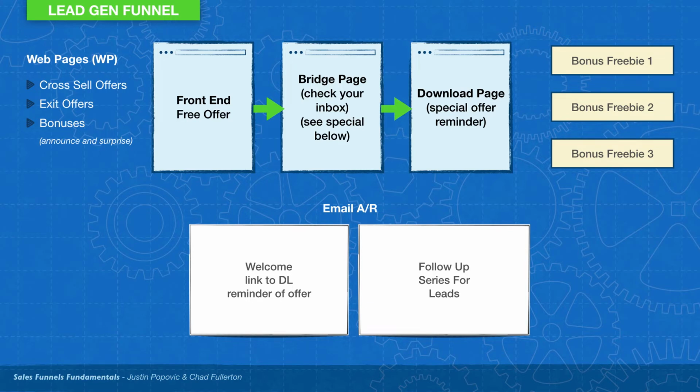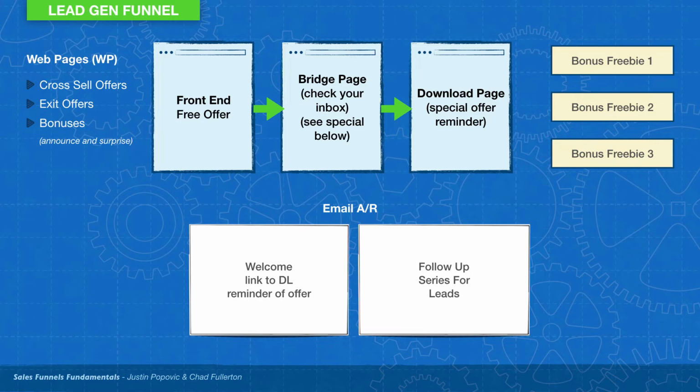So what you want to do instead is create a bridge page that says the same thing. It says, hey, thanks for signing up. Your freebie is on its way to your inbox. Before you head over there, though, check out the special offer below. This is where you do some kind of paid, ideally lower priced offer to the people who took that front end lead generation offer. So you want to make it very closely related.